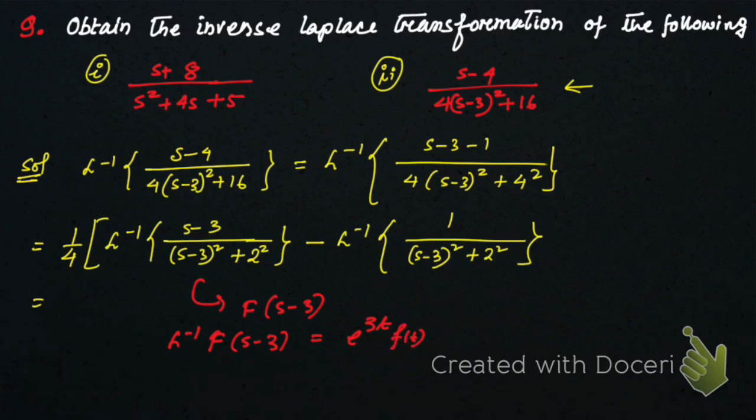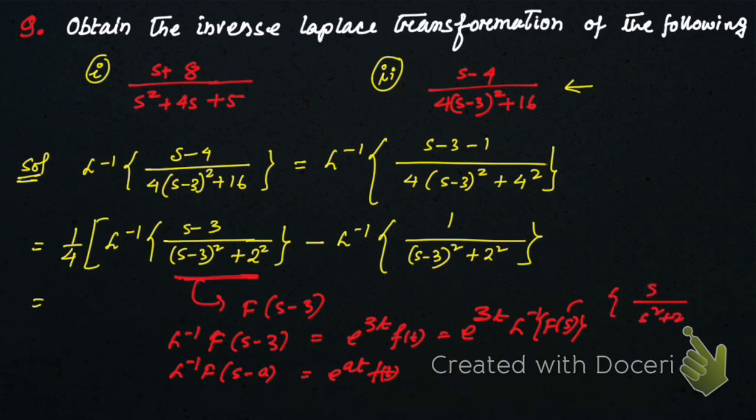Because you see, according to the first shifting property, if the Laplace transformation of f of t is F of s, then the inverse Laplace transformation of F of s minus a is e to the power at f of t, right? So what is f of t? F of t is nothing but the inverse Laplace transformation of F of s. So what will be the F of s in this case? Now you see, if this is the F of s minus 3, then F of s in this case will be s by s square plus 2 square, right? That's going to be the F of s. So hope you have understood this.